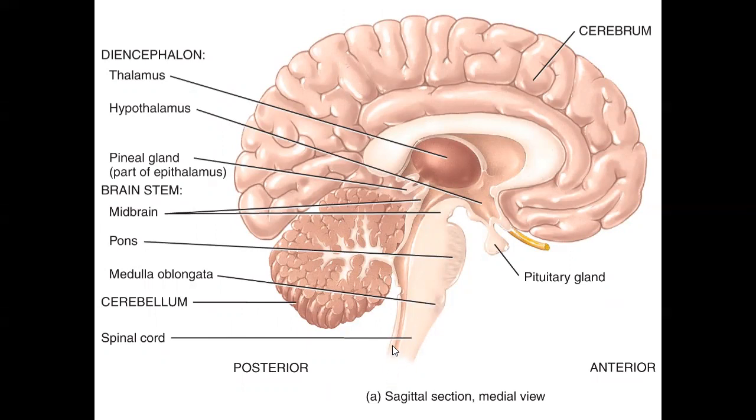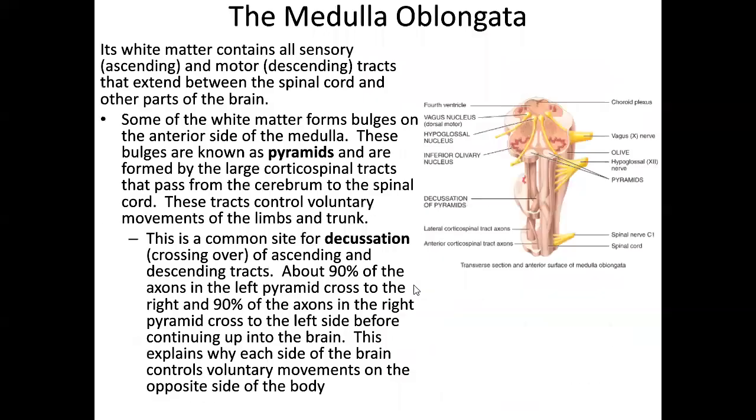Any signal that's going up the spinal cord, ultimately into the cerebrum, or down from the brain into the spinal cord, has to go through the medulla first. And so that's how it's involved. Some of the white matter of our medulla forms bulges on its anterior side. We can see them shown here in this picture. We call these bulges pyramids.